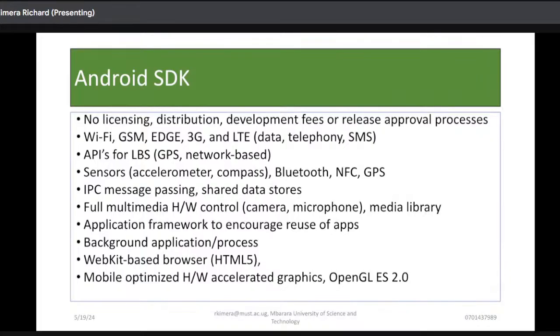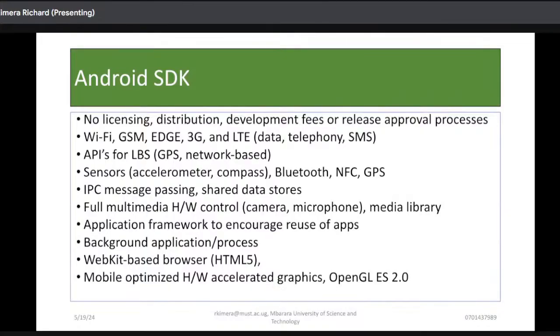You can send messages from one app to another or from one activity to another. I am not talking about chatting, I'm talking about messages. So apps can also communicate with each other. Multimedia support, definitely. You can utilize your camera for both photos and video, and then a microphone for audio.